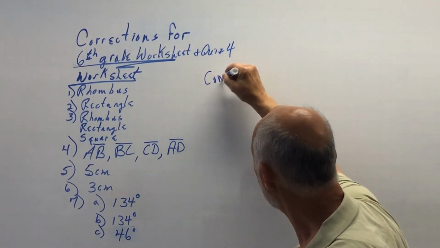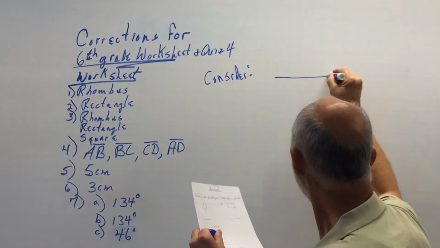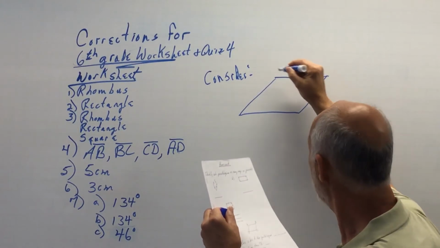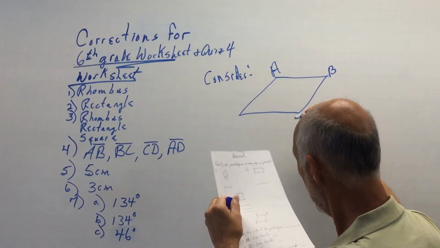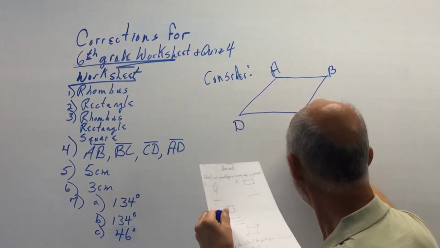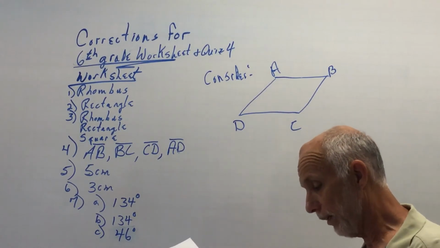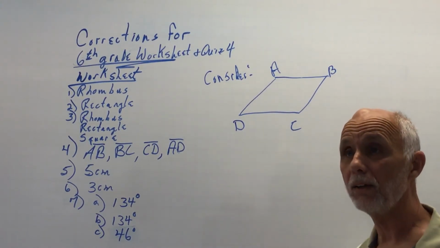And the figure looks like this. It is a parallelogram, and the reason I know it's a parallelogram is because I have two pairs of parallel lines. Line AB and line DC are parallel. Line AD and line BC are parallel. All right, and it said, name the sides of the parallelogram.